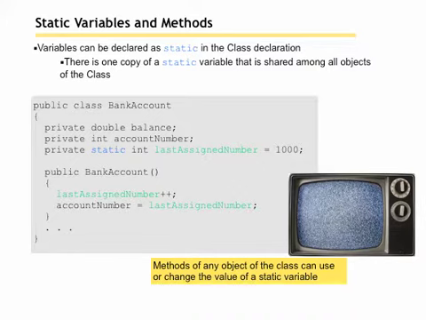Variables can be declared as static. Remember that static means that it exists when no objects of the class exist. So you might want to create a static variable that's going to keep track of the count of the number of objects or the count of an assigned account number or some other thing that's shared amongst all your objects of the class. So static variables are shared amongst all objects of the class, and they exist when no objects of the class exist.